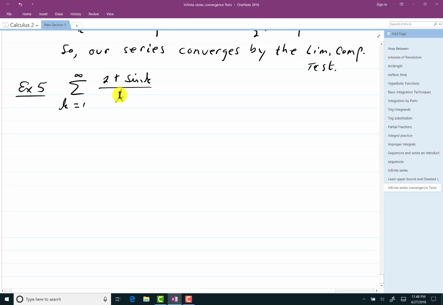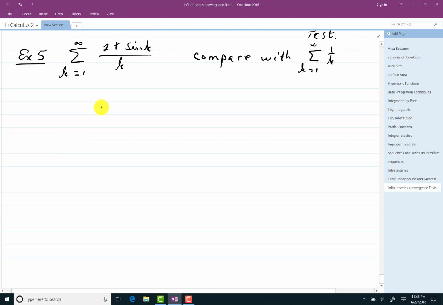So what remains is the thing that's moving around, k. That's doing some movement, but I don't think it really has a lot of effect on things. So I'm going to try 1 over k to compare with. So I'll compare with the series k equals 1 to infinity, 1 over k. Let's see what happens. So I'll put the 1 over k in the numerator, and then here I'll put 2 plus sine of k, over k.